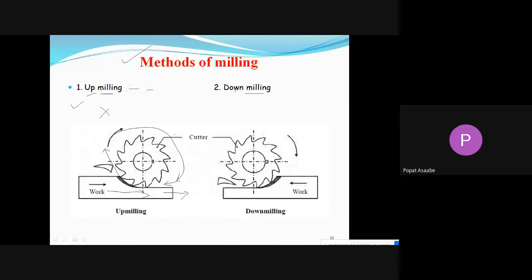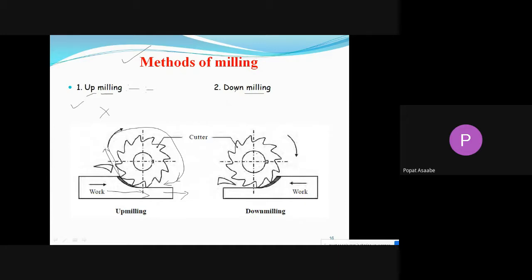When can we call it up milling? When the rotary direction of your cutter and the feeding direction of your workpiece are opposite to each other, that time we can call it up milling. And in up milling, you have to remember that the cutter will try to pick up the workpiece in the upward direction. This is about up milling. And when can we call it down milling? Again, the opposite.